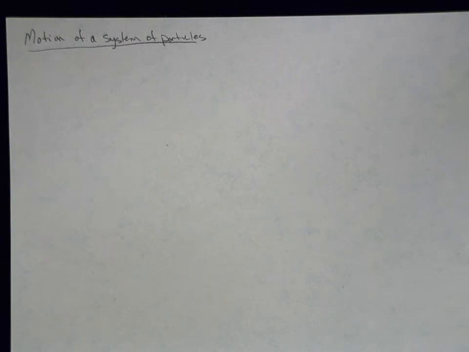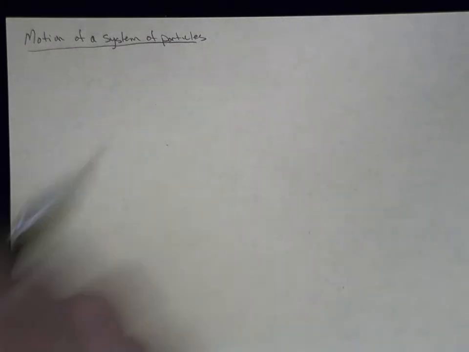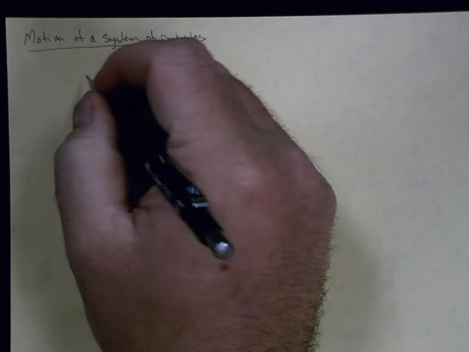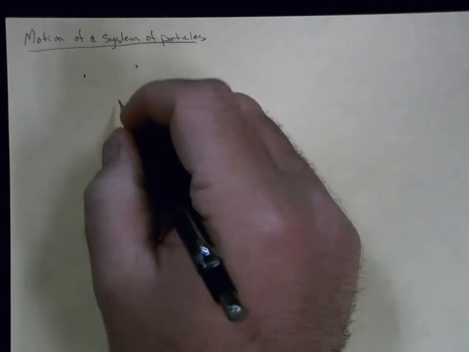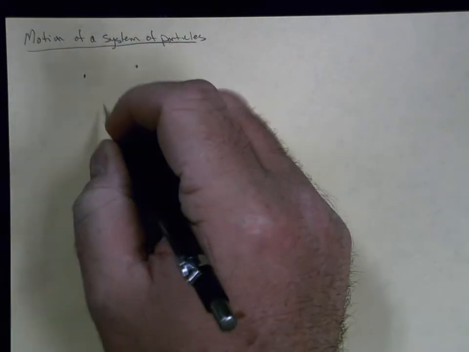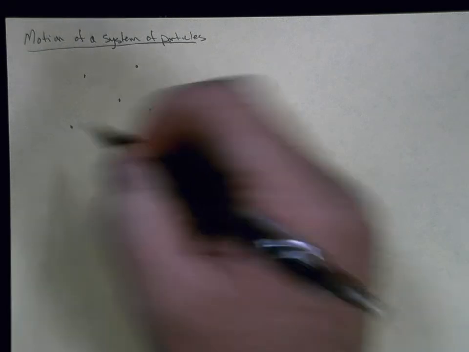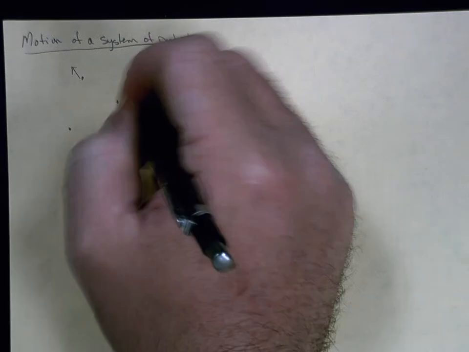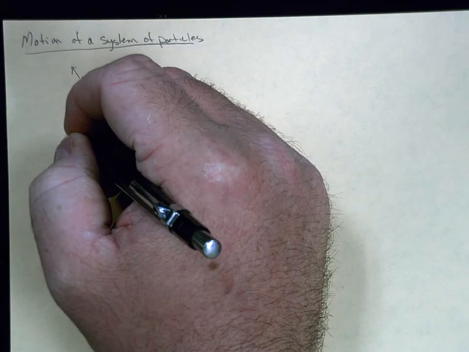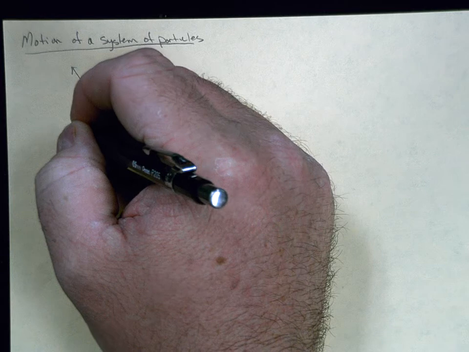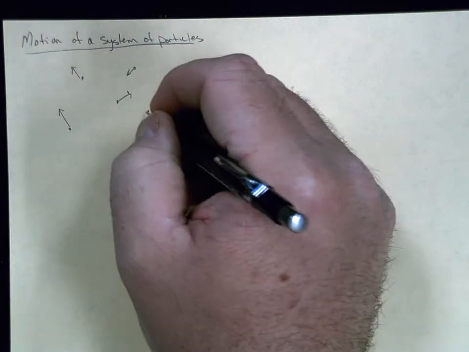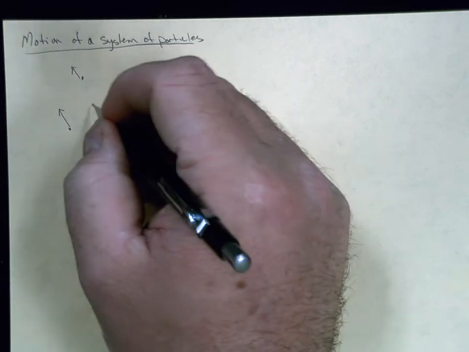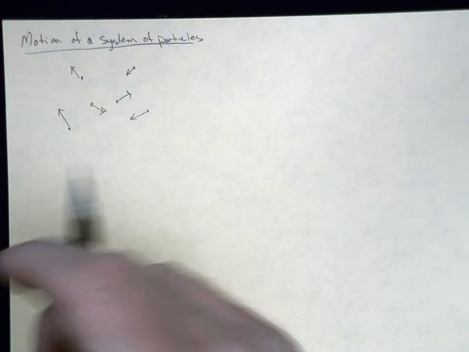So, motion of a system of particles. Let's say we've got a whole bunch of particles just flying around. You'll find this with stars or ideal gases, and we have these particles, and say this one's moving in that direction, and this one's moving in that direction. This one's moving that way. This one's moving up, kind of like that, and this one's moving over there. And let's maybe put another one that's going that way. So we have these particles that are moving all around.